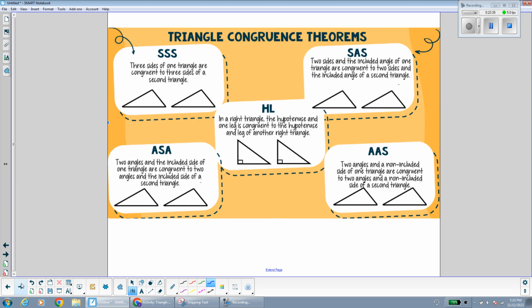Here's just a summary of the 5 methods. Feel free to pause the video because I'm going to end it now, so that way you can take a photo of this or write it down.